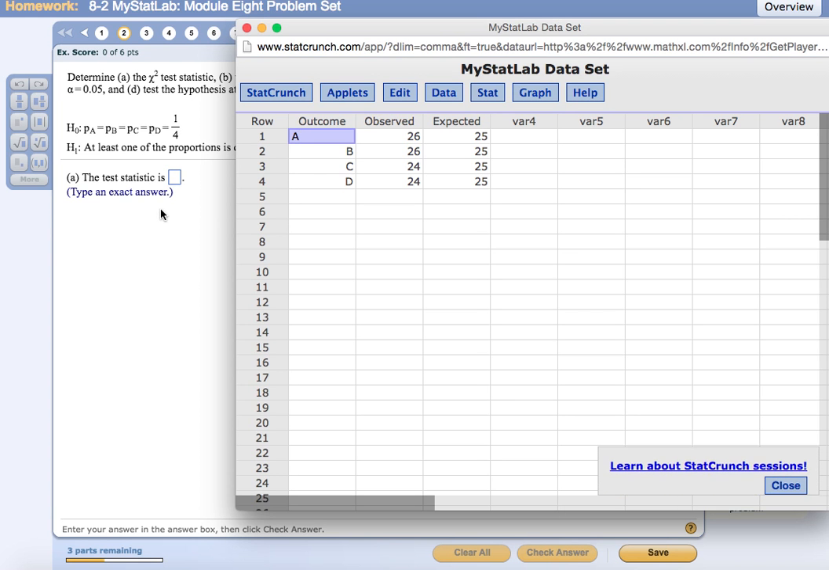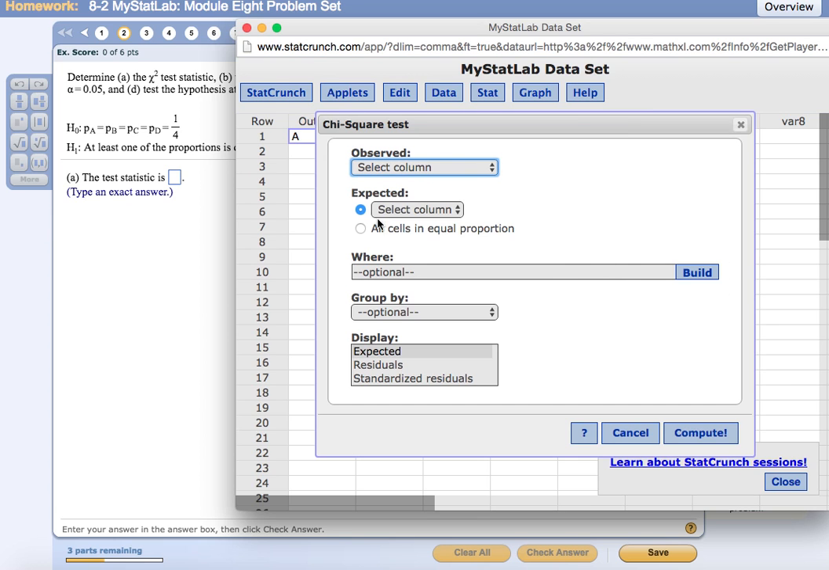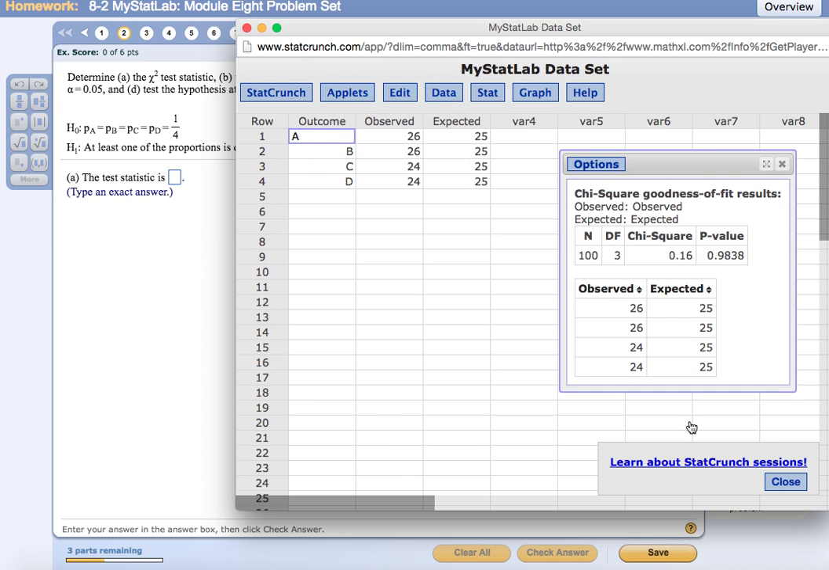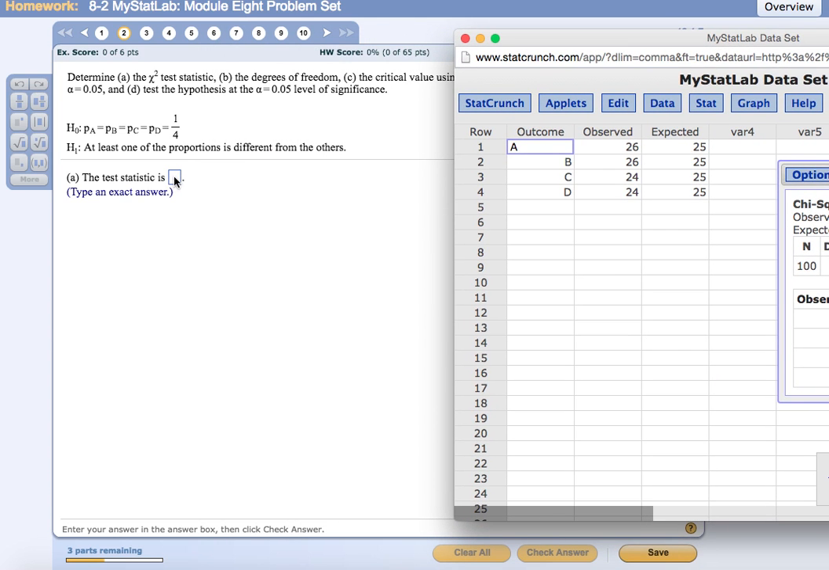Now from here, this is a chi-square test statistic, so we go into Stat, Goodness of Fit, chi-square test, and then here we have observed. We're going to put observed. These are labeled nicely, and expected, we'll go with expected, and then we'll go ahead and compute. Our test statistic is 0.16, so let me put that over here.